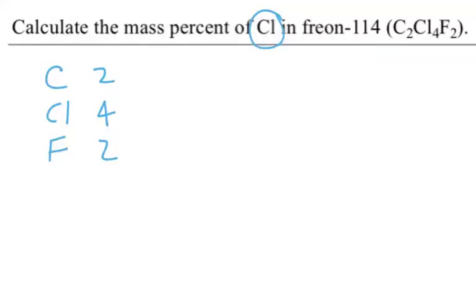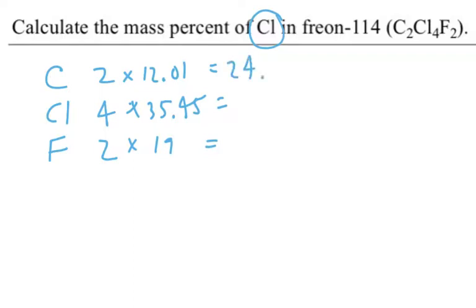So we're going to go back here, and we're going to go ahead and set this up. We said carbon was 12.01 from the periodic table. Chlorine is 35.45. And the fluorine is 19. Okay, so we're going to go ahead and set that up. And then we got 2 times 12.01. That's going to be 24.02. Okay, and then we got to multiply 4 times 35.45. And that's going to give us 141.8. That's a 4 over here. Okay, and then 2 times the 19 for fluorine, that's going to give us 38.